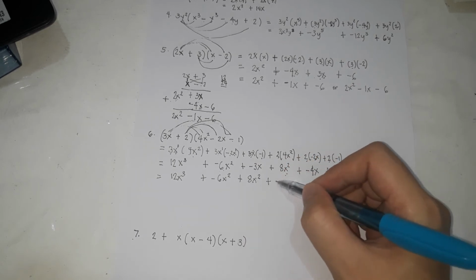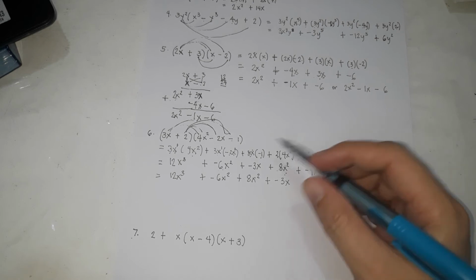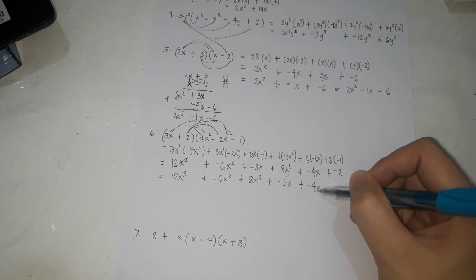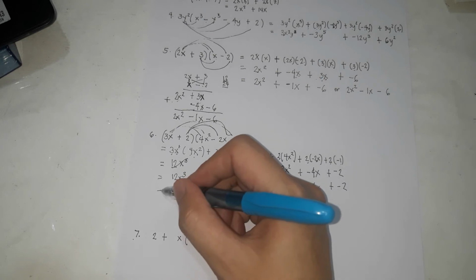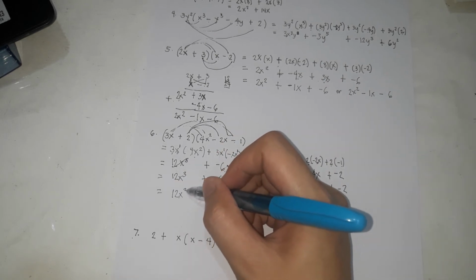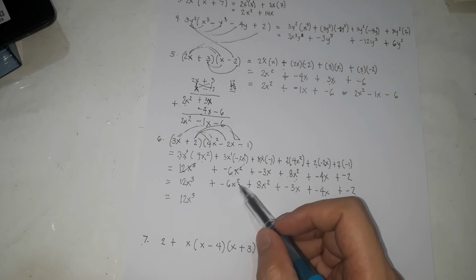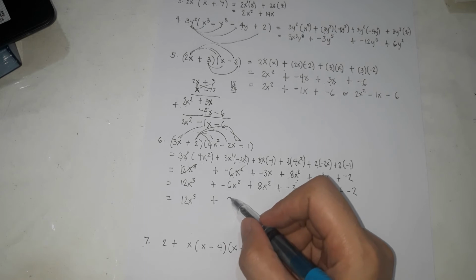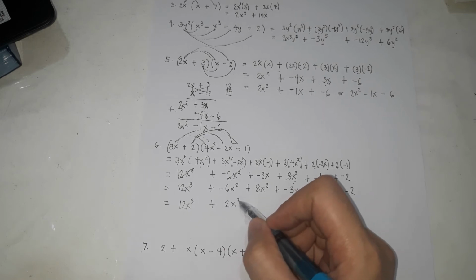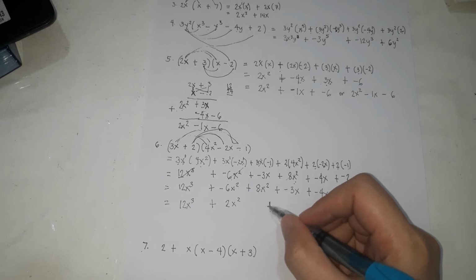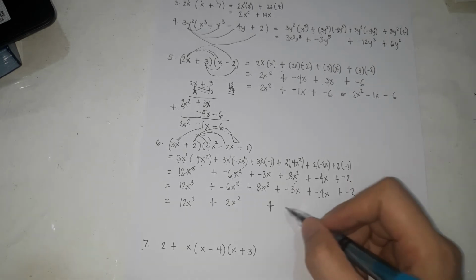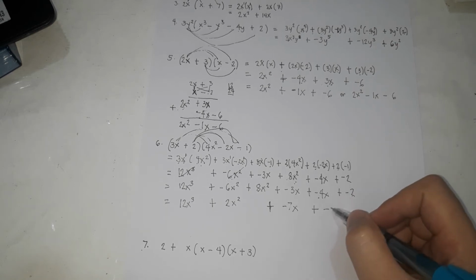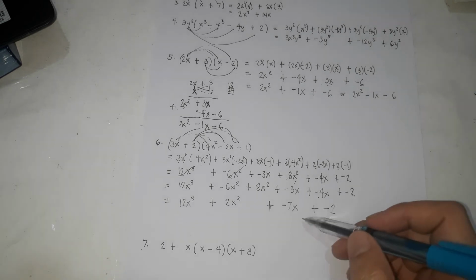I-arrange siya muna natin so that it would be easier. So, arrange na to. Nasulat na to. So, ito may mga x na naman, saka negative 2. So, copy 12x cubed kasi wala siyang kapareho. Ito, negative 6x squared plus 8x squared is equal to positive 2x squared. Copy x. Plus negative 3 plus negative 4, that's negative 7x. Plus, copy na lang ito kasi wala siyang kapartner, negative 2. So, this is the answer.